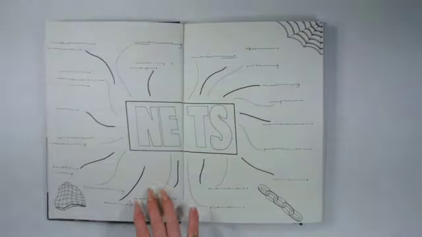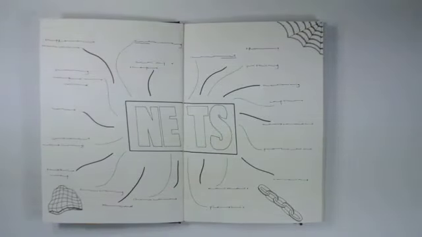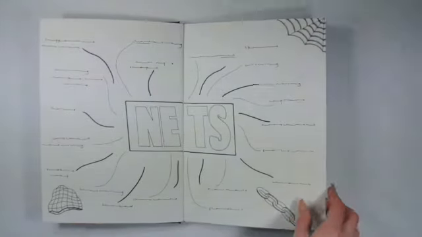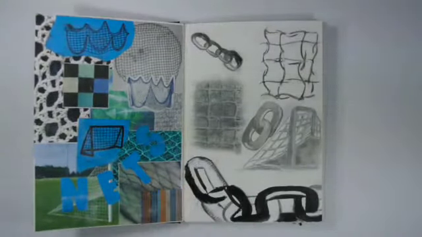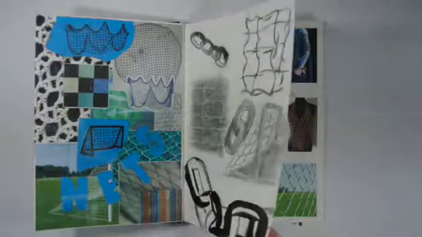Then I moved on to my textiles topic, which was nets. This is my initial mind map. I then did a mood board based around nets, whether it be fishing nets, football nets, and looking at that idea of linking, such as chains.